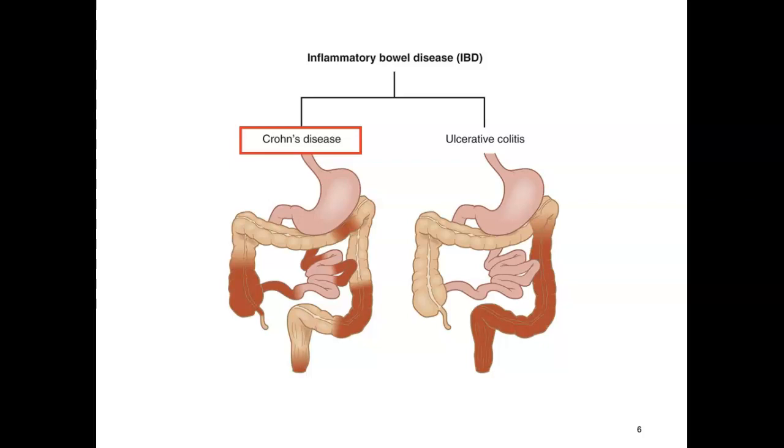So this is an example of inflammatory bowel disease and these skip lesions. In Crohn's disease, you can see the dark red would be the inflamed areas, and then you have these skipping areas where there's normal bowel. Whereas in ulcerative colitis, you have a whole section that is ulcerated. We'll talk a little bit more about that in a second.